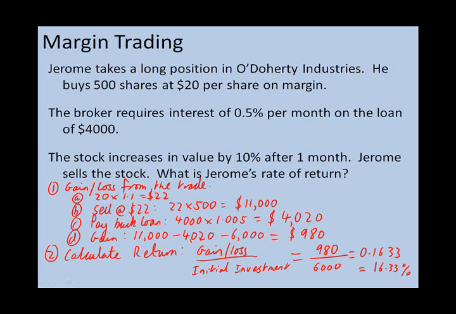Look what happens when we were margin trading. The stock increased by 10% during the month, but Jerome earned 16% in the month. This was because he was using margin trading, or leverage. And leverage meant that he could increase the size of his positions. If he hadn't been using leverage, he would only have been able to trade $6,000 worth of the stock. But because he could borrow money from the brokerage, he could trade more.